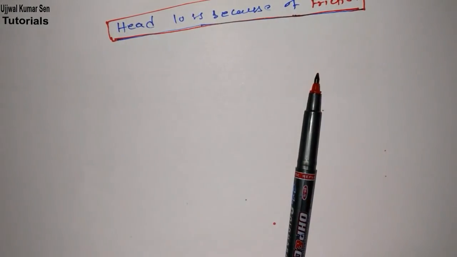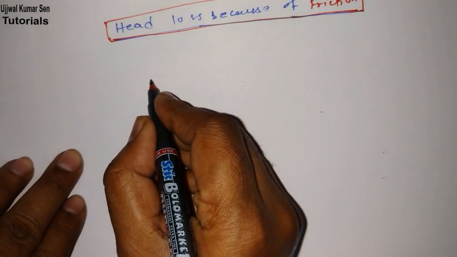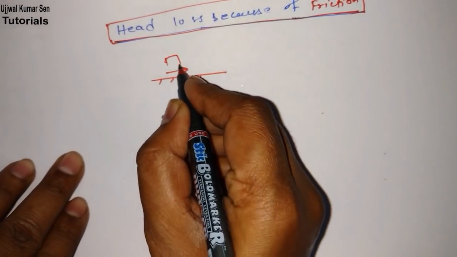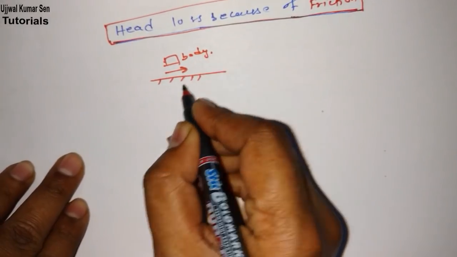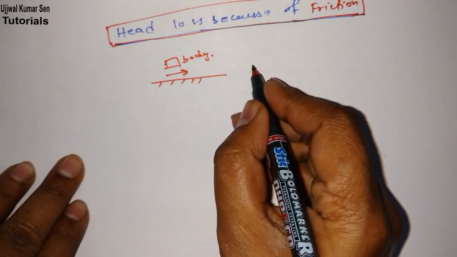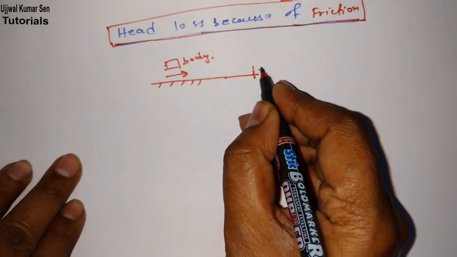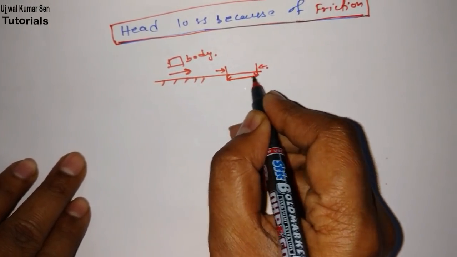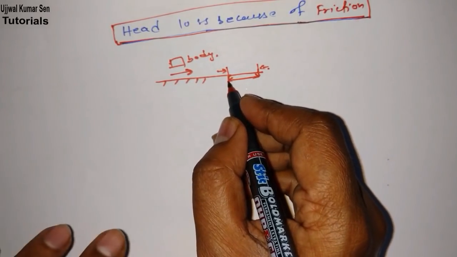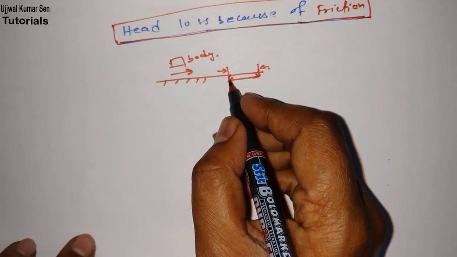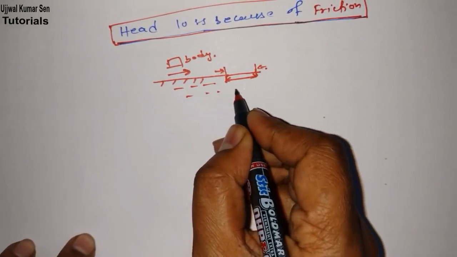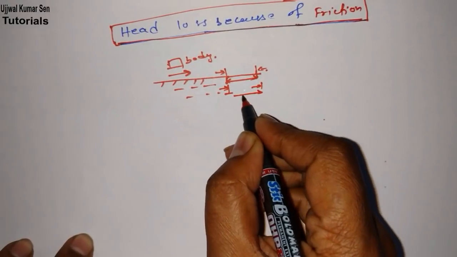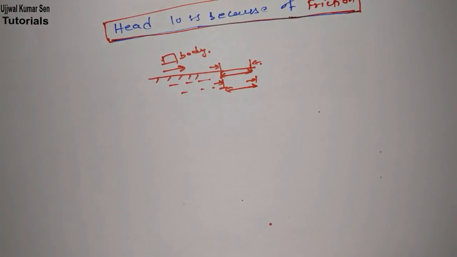Okay, let me share with you. Suppose something is going this side, some body. Without friction the body will reach here, but because of friction the body will reach here only. So there is a loss over this distance. The same case applies to fluid. If the fluid is flowing through a pipe, because of loss the fluid will flow till here, not till here. So this loss is known as head loss basically.